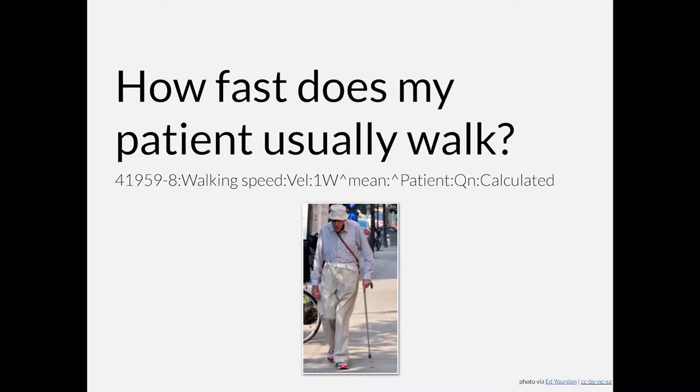But from the clinical context, you might think of a question like, how fast does my patient usually walk? That too can be represented in the same way with a code and a standardized name describing, say, a 1 week average walking speed. It's a quantitative measurement that represents that particular question.